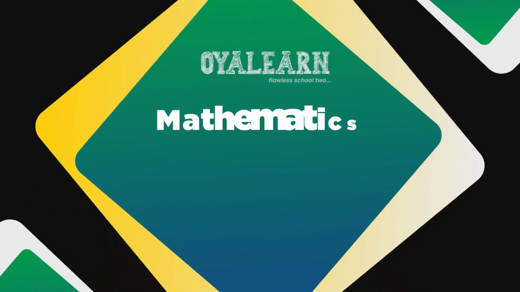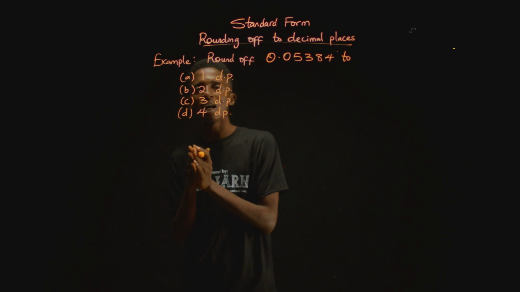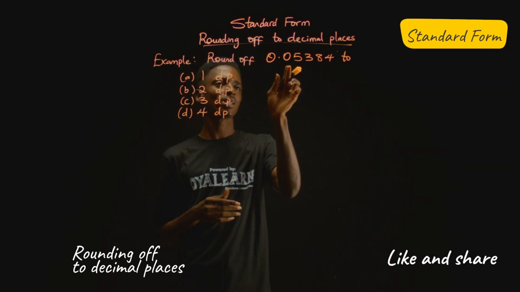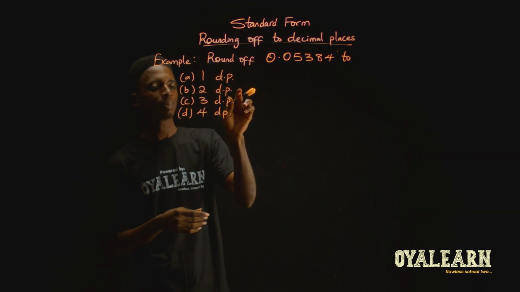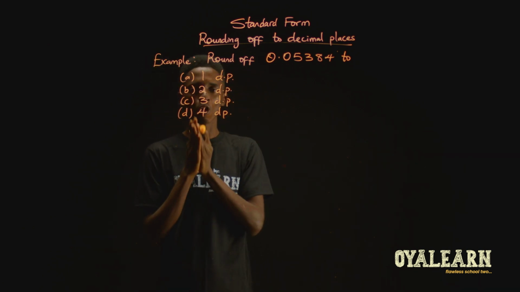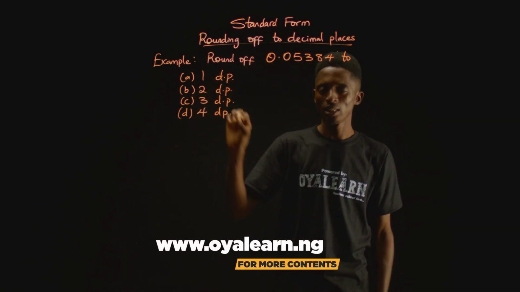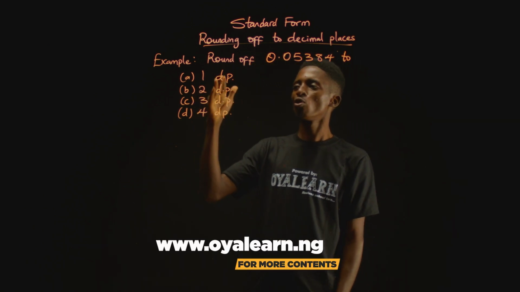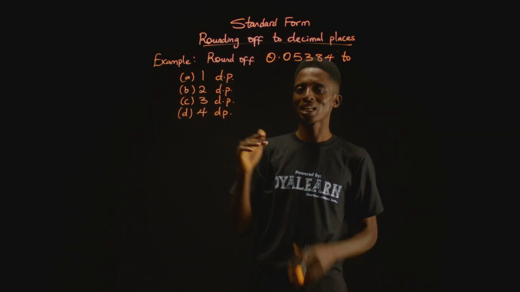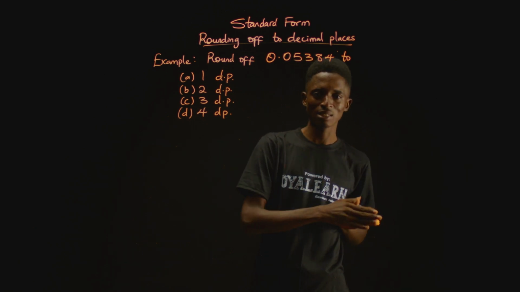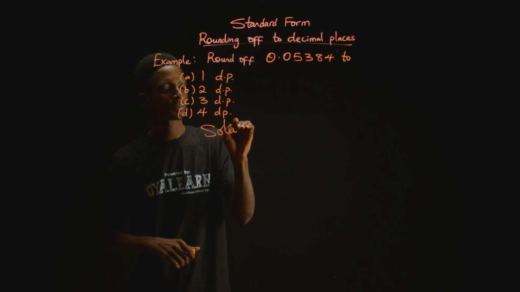And here is another example on rounding off to decimal places. In this example, we are to round off 0.05384 to 1 dp, 2 dp, 3 dp, and 4 dp. Do not forget that when you see this dp, it is meaning that you are to round off to the stated decimal places. That is, dp stands for decimal places. Now, solution.